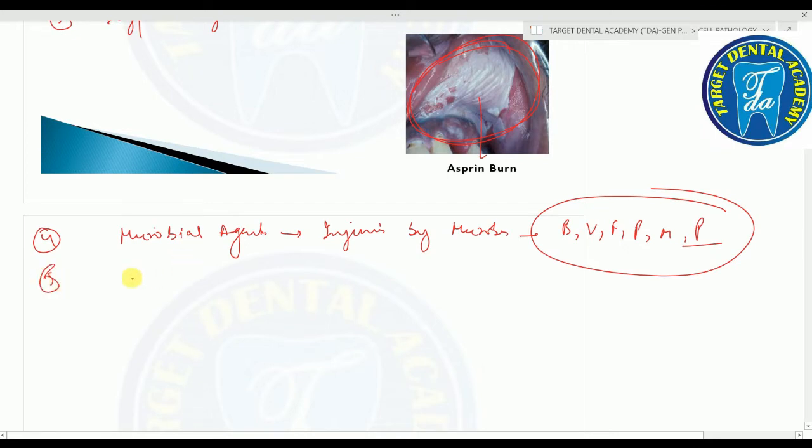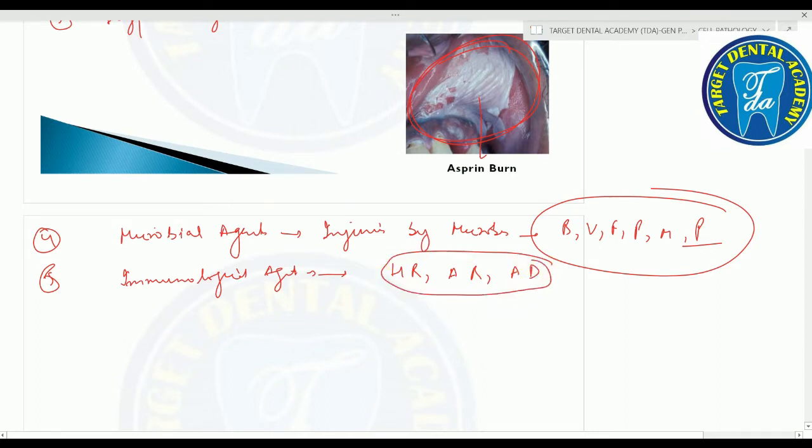Fifth one is the immunological agent. Due to immunological agents, it may be due to hypersensitivity reactions, it may be due to anaphylactic reactions, or it may be due to autoimmune diseases.